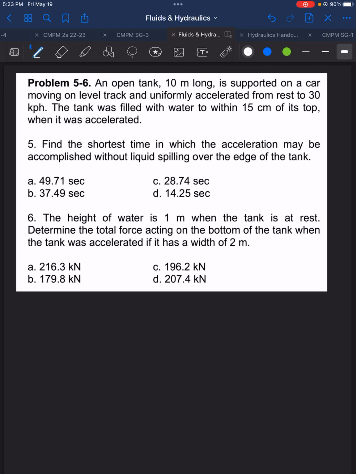So there's an open tank, 10 meters long. It is supported on a car moving on level track and uniformly accelerated from rest to 30 kilometers per hour. And the tank was filled with water to within 15 centimeters of its top when it was accelerated. So how does the tank look like? Let's draw the tank.